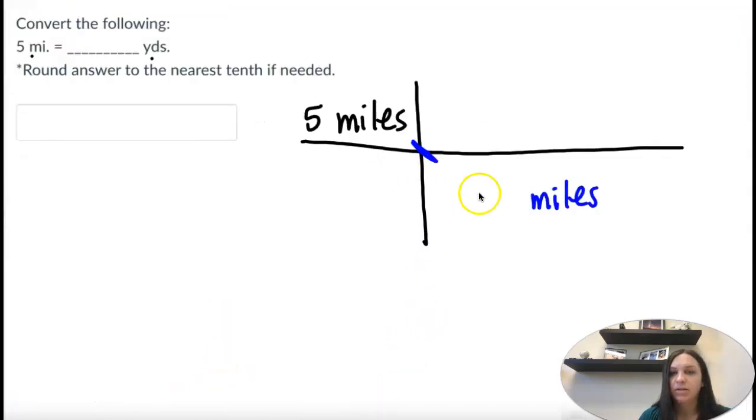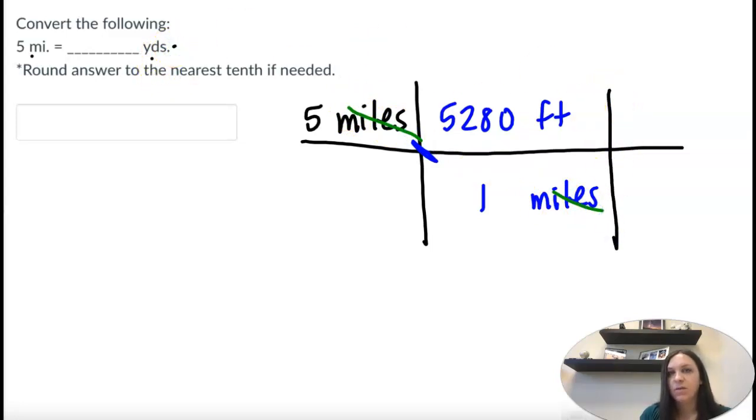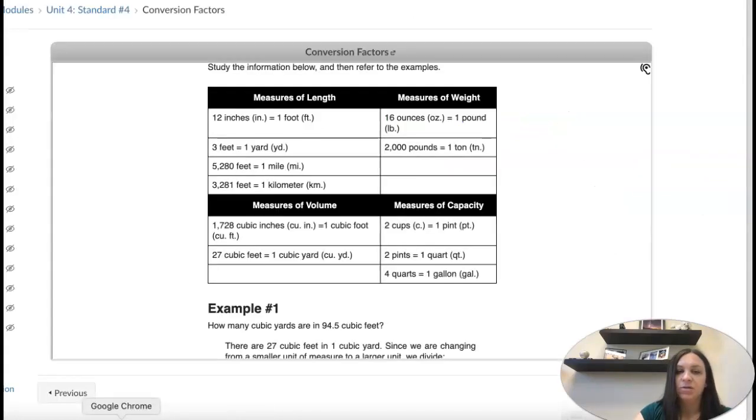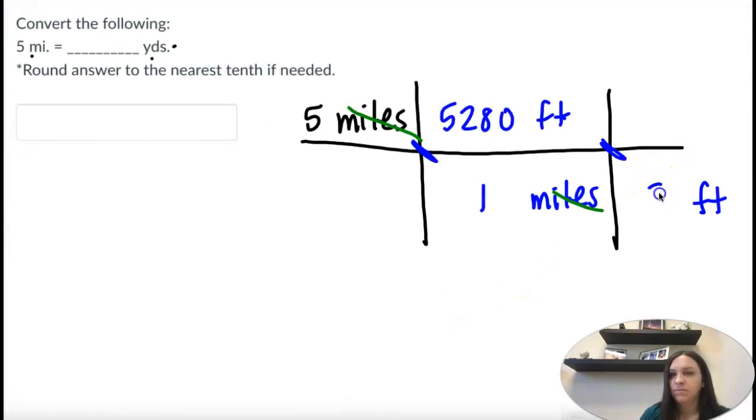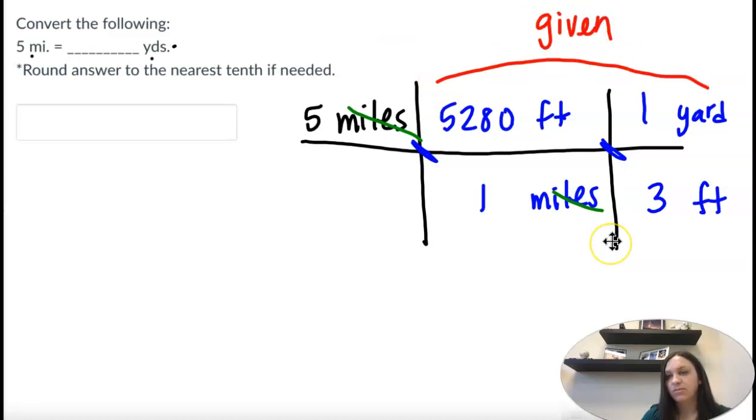So 1 mile is equal to 5280 feet. Woohoo! So now we have feet, but we're going to yards. So same thing, diagonal, I want feet. And now I'm going to use 3 feet is 1 yard. So I want you to notice that these are what we're given in our notes. We just write them up and down instead of with an equal sign. Okay, so now the only thing left is yards, and that's what I want.